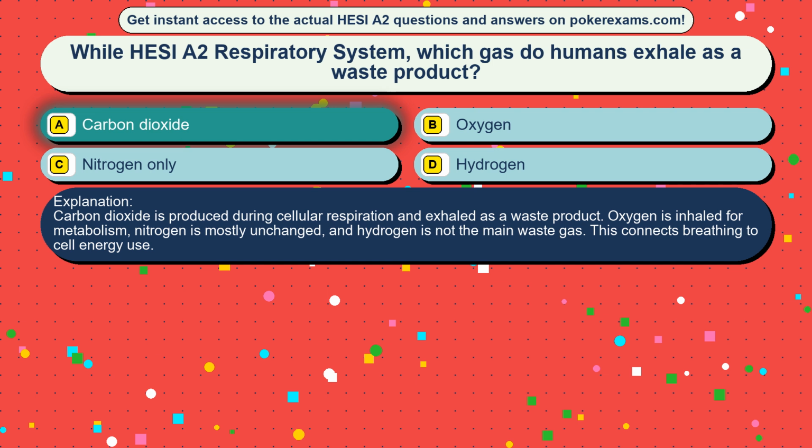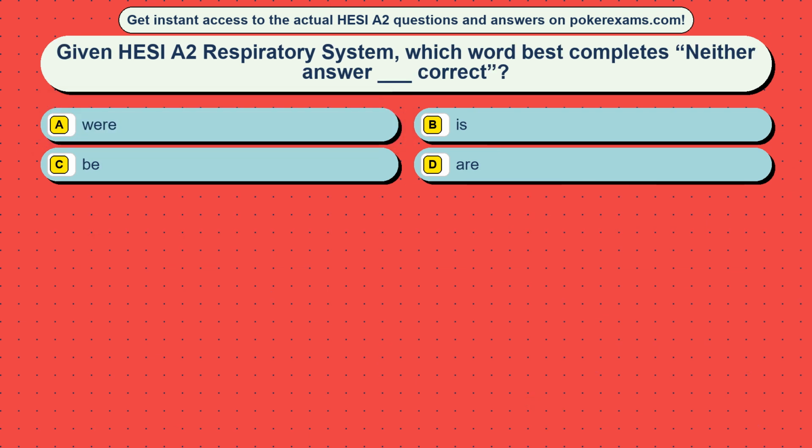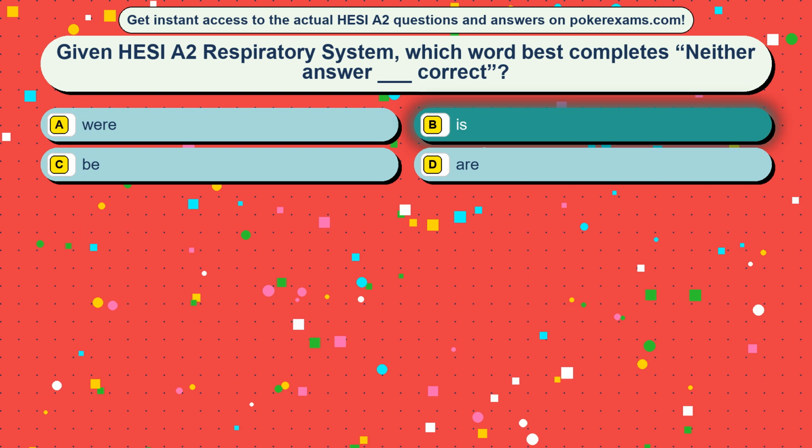This connects breathing to cell energy use. Question 38. Given HESI A2 respiratory system, which word best completes neither answer blank correct? Option A, were. Option B, is. Option C, be. Option D, are. The correct answer is option B, is.